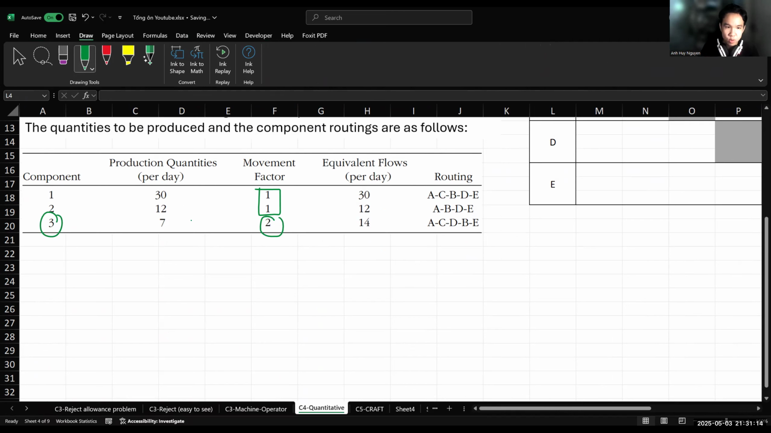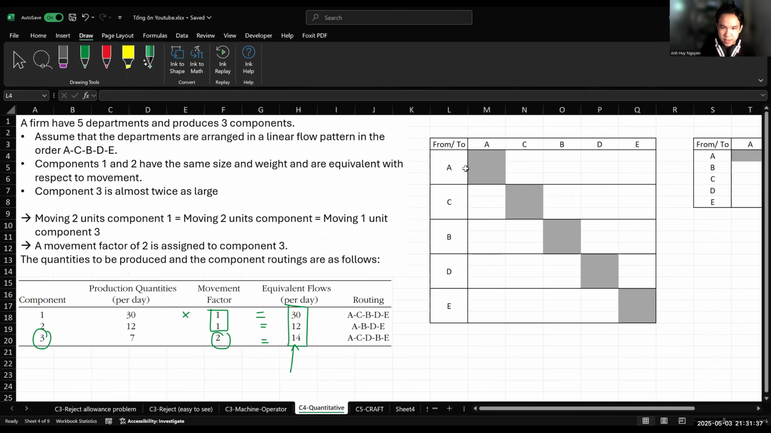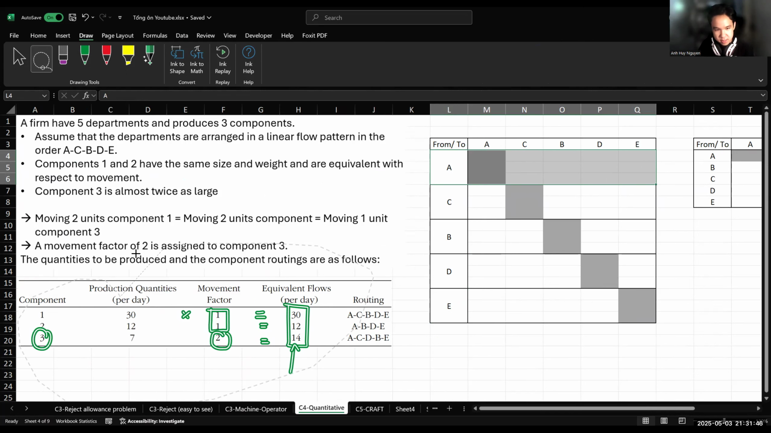So we calculate the equivalent flow by multiplying the production quantity with the movement factor, and we will receive this. This number is very important for the from-to charts. Okay, so let's dive into the from-to chart here. The column is from and the row is to. Now let's look at component number one first.